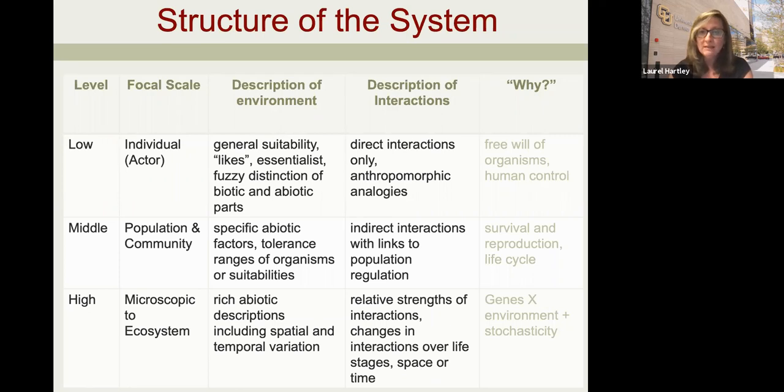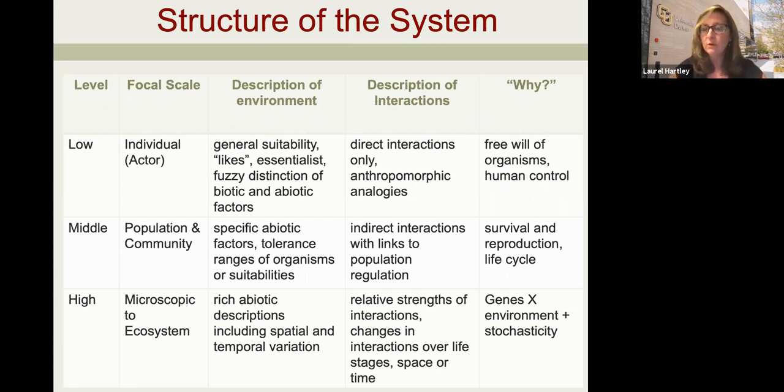When describing why a system was how it was, lower level students would talk a lot about free will of organisms, or it was because of something that humans did. The organisms wanted it, or the humans changed something. Middle level students, when they talked about why things were in a system, talked about it in terms of populations surviving and reproducing, or individuals surviving and reproducing, or being part of a life cycle of an organism. Higher level students brought in the idea of gene and environment interaction. And they also acknowledged that stochastic, random factors could influence the why of why something was.